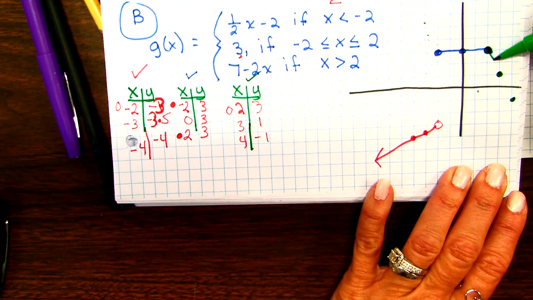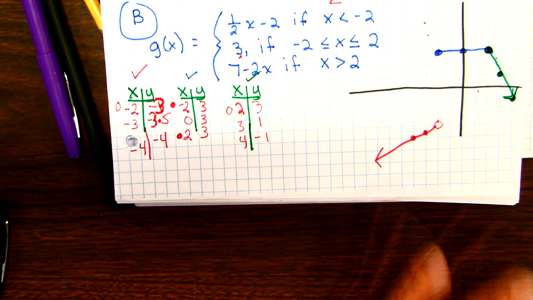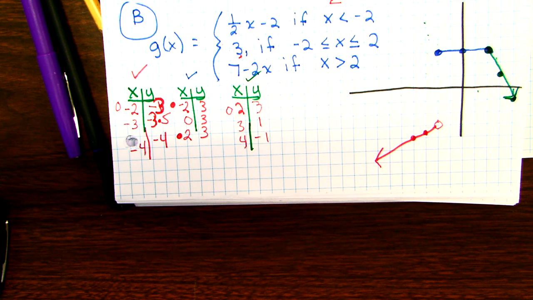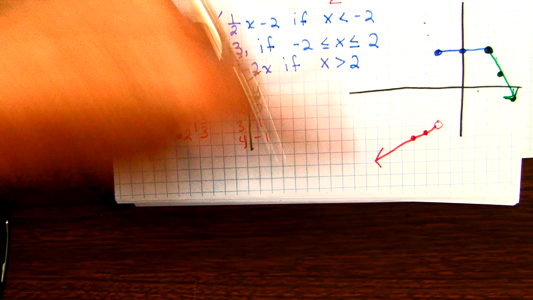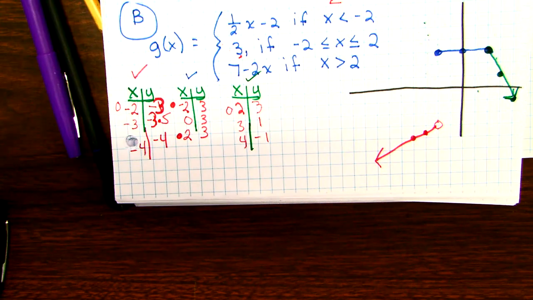And you can see it's going in that direction. So sometimes the pieces of your piecewise connect. Sometimes they don't. It just depends. And that's it. We get it? Pretty good?